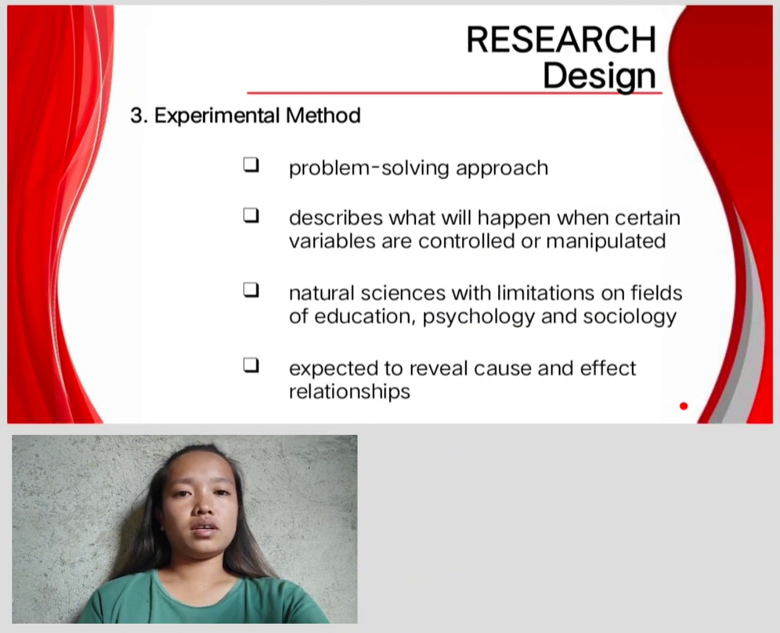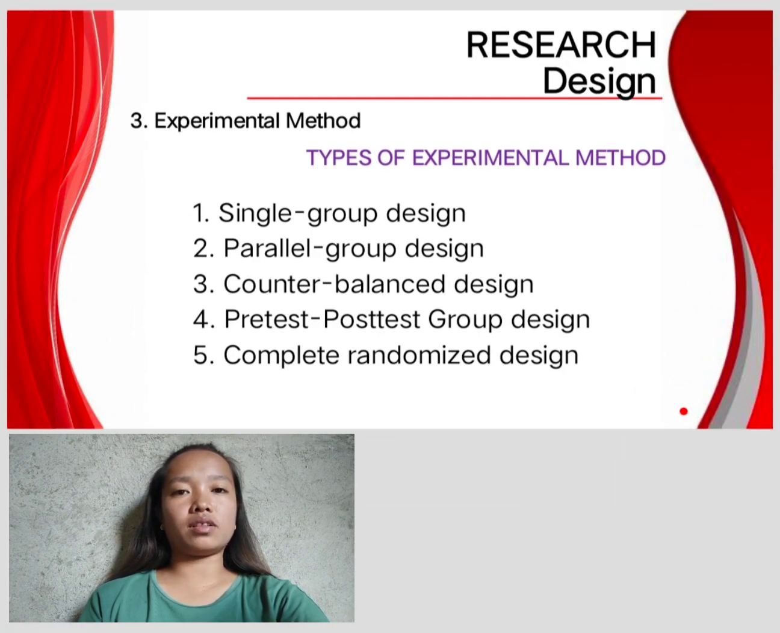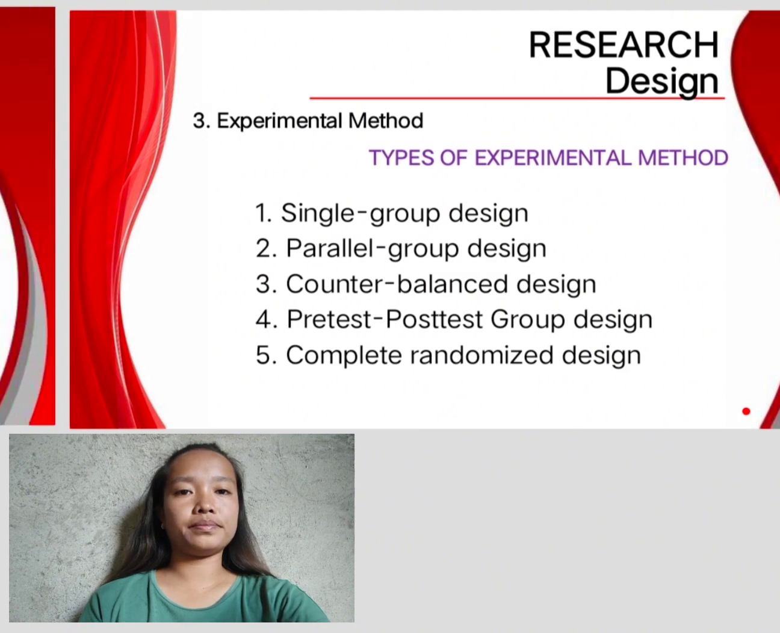Experimental method is a problem-solving approach that describes what will happen when certain variables are controlled or manipulated. It is used in the natural sciences, with limitations in the field of education. Psychology and sociology are expected to reveal cause and effect relationships. Types of experimental method: single group design, parallel group design, counterbalance design, pre-test post-test group design, and complete randomized design.